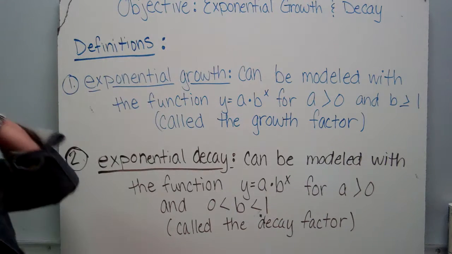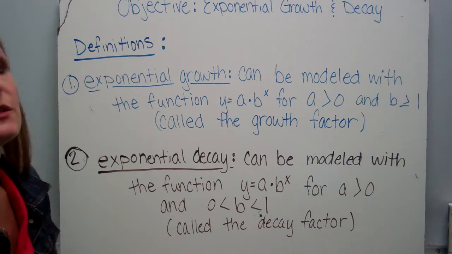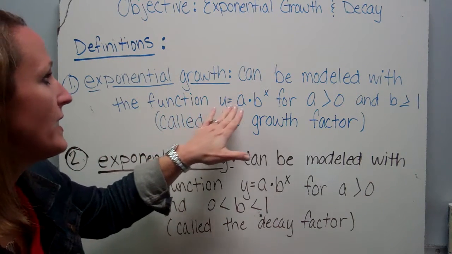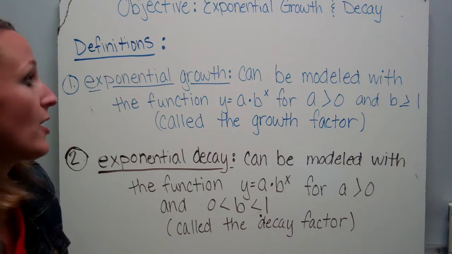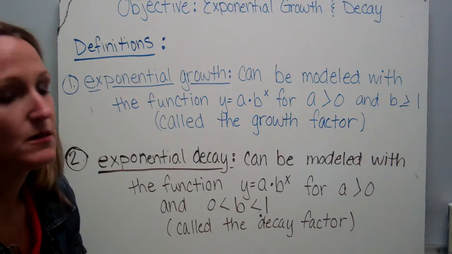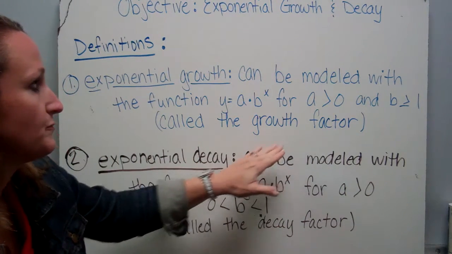Okay, so in this video we're going to talk about exponential growth and decay. There's a couple of definitions we want to talk about. Exponential growth can be modeled with the function y equals a times b to the x, just like any other exponential function, where a is greater than 0 and b is greater than or equal to 1, which is called the growth factor.